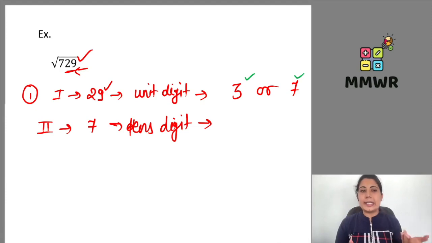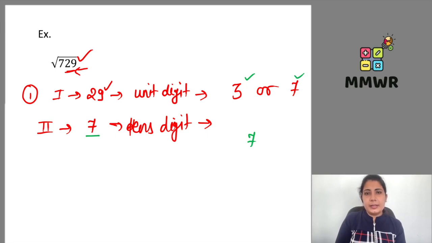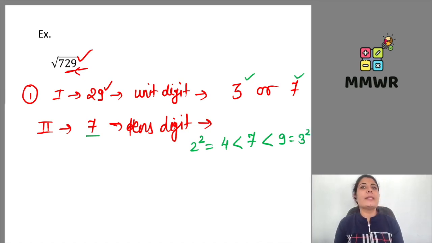For that we have to take the help of the second group now. Second group having 7 here. First of all, we have to check if 7 is a perfect square or not. So here it is not a perfect square. 7 is not a perfect square, but 7 lies between two perfect squares. 7 जो है perfect square तो नहीं है, पर ये 4 जो है perfect square से बड़ा है और 9 जो है perfect square से छोटा है. It lies between the square of 2 and 3.